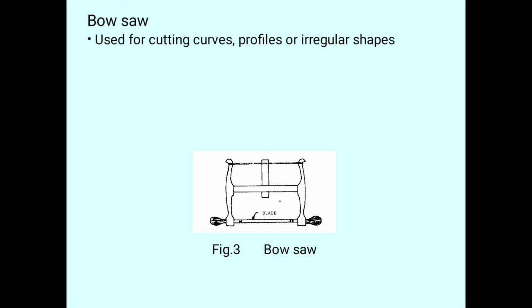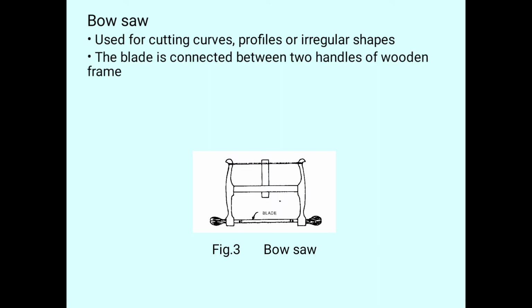So this bow saw is used for cutting curves, profiles or irregular shapes. Suppose we want to cut curves or profiles or irregular shapes, simply we can say French curves. So at that time we prefer the bow saw. Okay, next, the blade is connected between two handles.